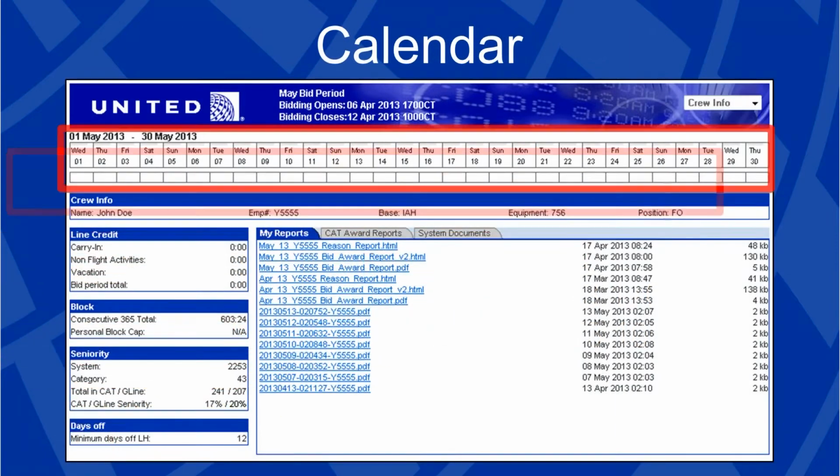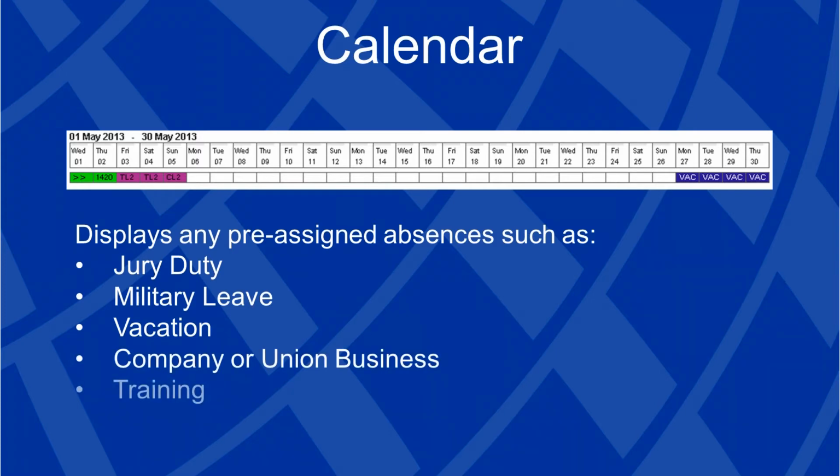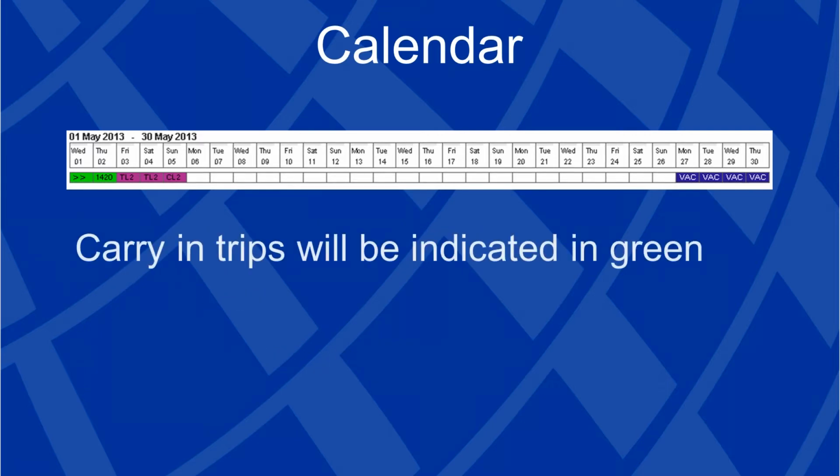The calendar contains any pre-assigned absences that you might have for the month, such as jury duty, military leave, vacation, company or union business, and training, just to name a few. Any absence you have scheduled for the month that precludes you from flying should be indicated on your calendar. If you have an absence that is not listed, you should notify your chief pilot as soon as you notice the error. Trips that carry in from the previous month will also be indicated on your calendar.